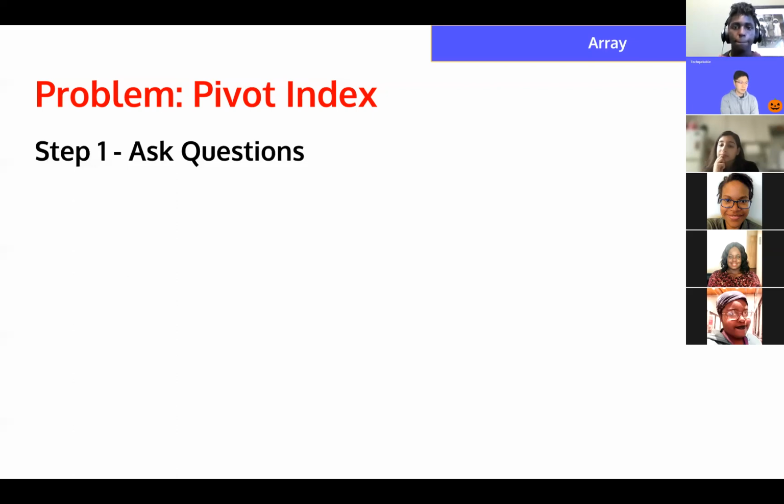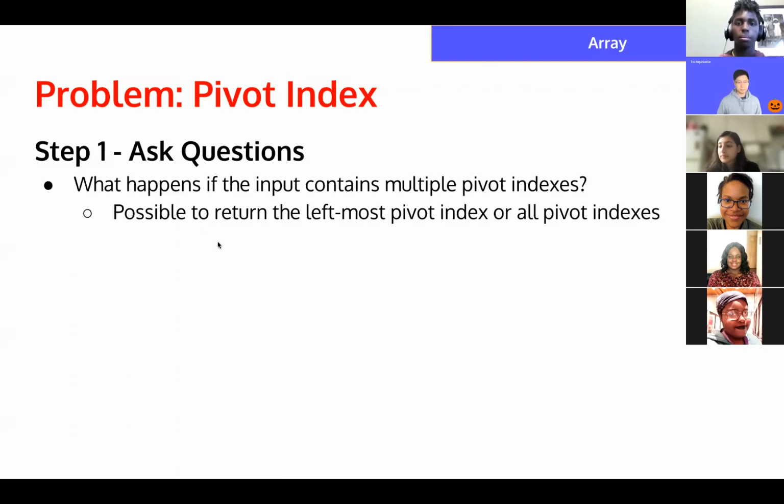If the array is empty, would we return -1? Yep, if the array is empty, you can return -1. Although, as was raised earlier, we're just assuming that there will always be an array of some elements. So yeah, these are some good questions.